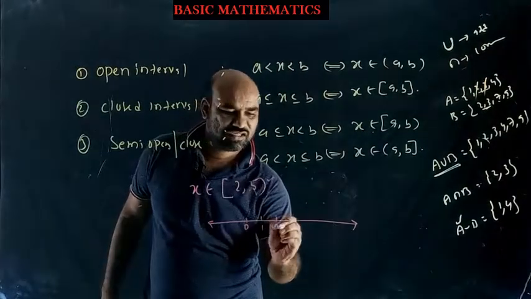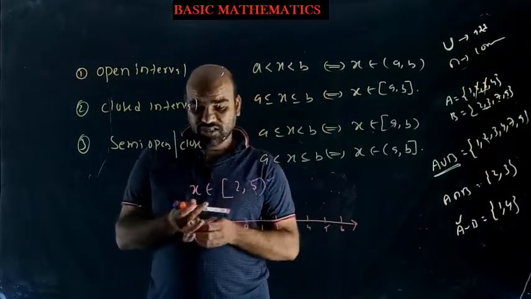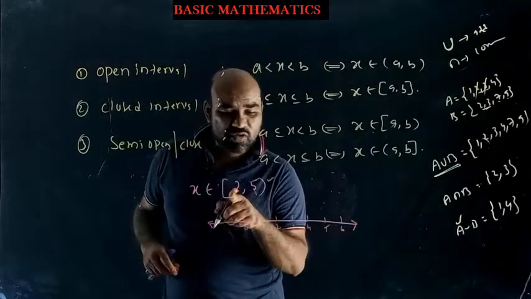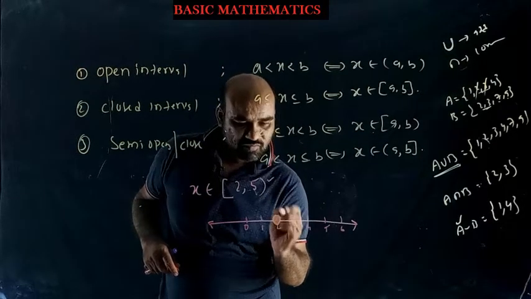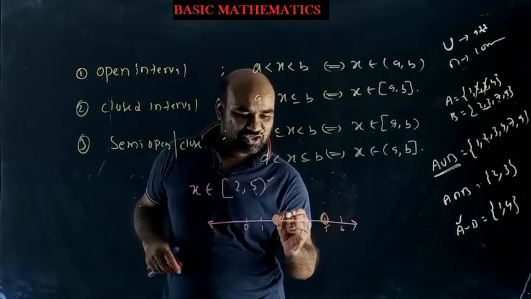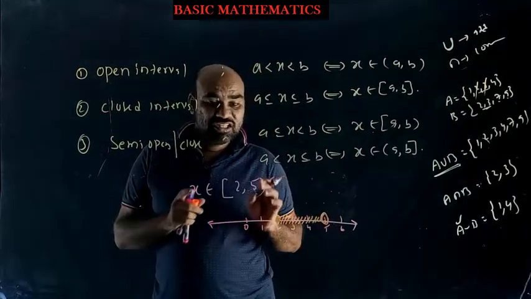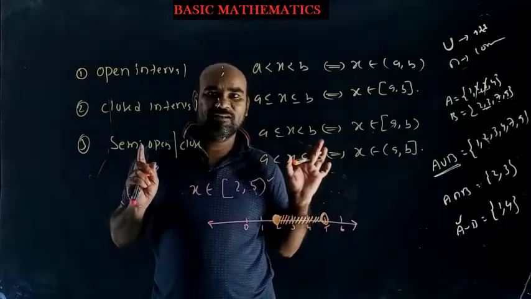0, here 1, here 2, here 3, here 4, here 5, here 6. So what does this say? Any real number between 2 to 5. 2 is included, so you need to write a thick circle at 2. 5 is not included, open circle. So we need to shade. In this way you can represent these real values of X on the number line.